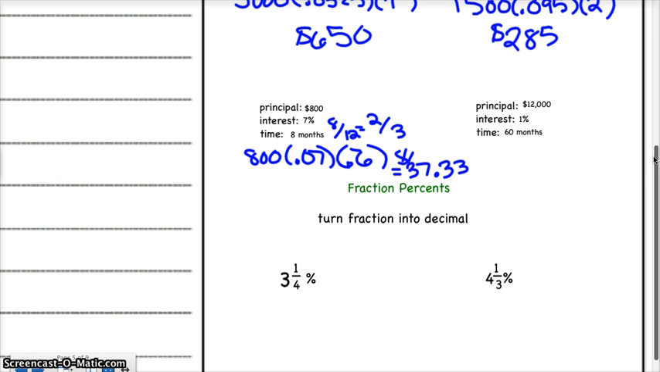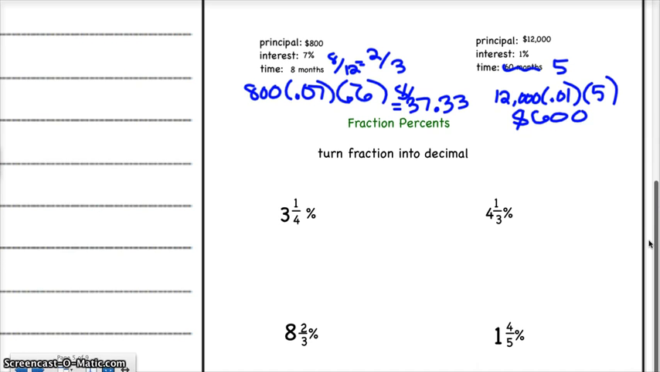Principal is 12,000. Interest is only 1%. It's not very much. Time is 60 months. That's 5 years, isn't it? Yeah. So this is 5 years. So 12,000 times 0.01 times 5. What do I get? 600. Just 600? Yeah. Well, that doesn't seem like much.